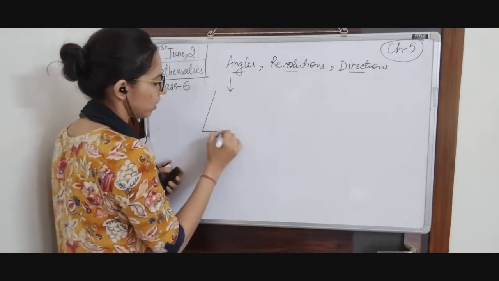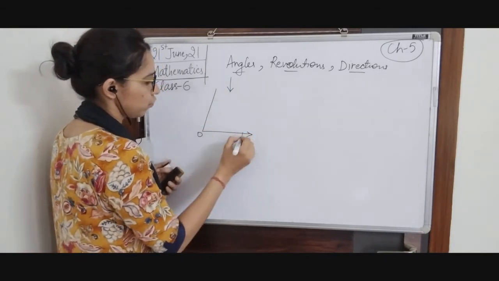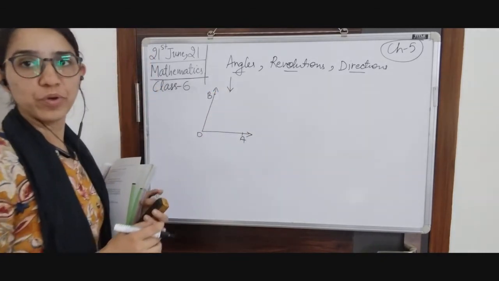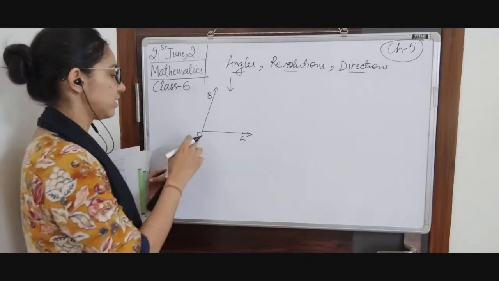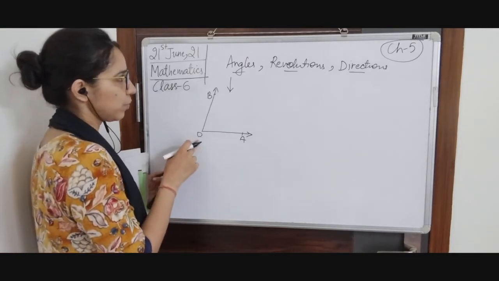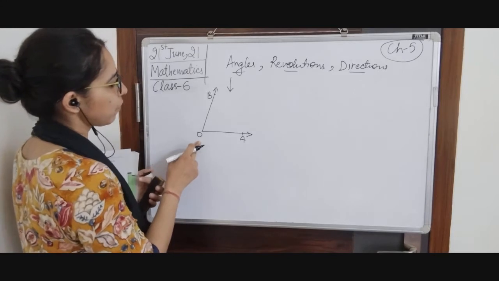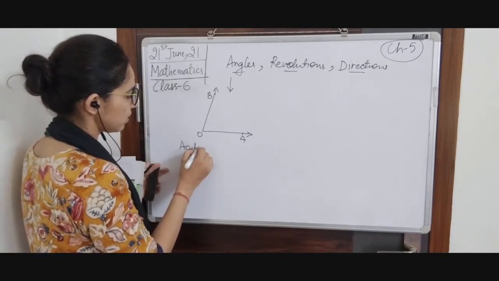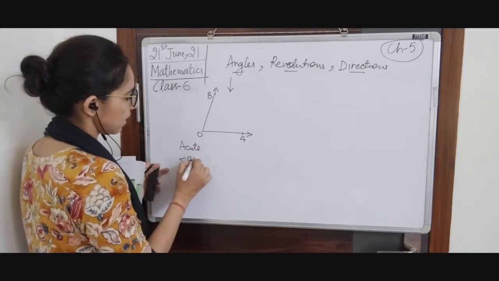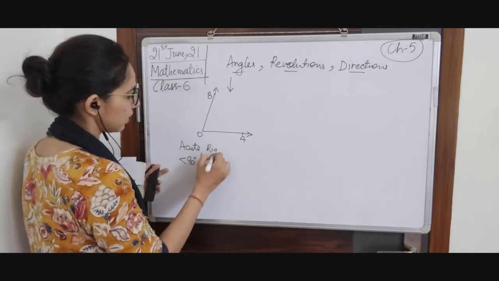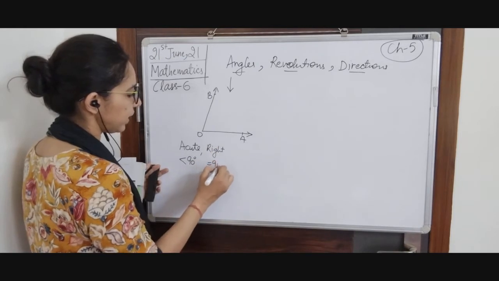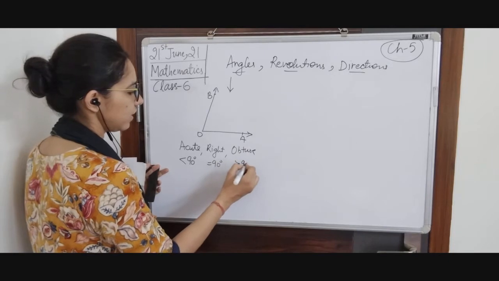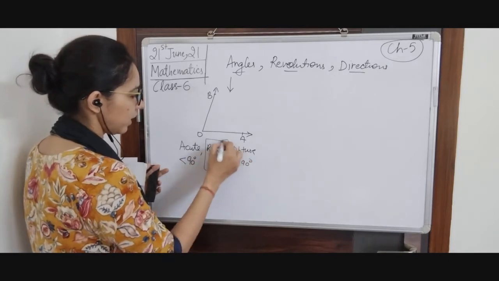An angle, as we know, is made up by two rays with a common endpoint or common initial point. This point is known as the initial point, starting point. We have different types of angles depending upon their measure. Acute, which is less than 90 degrees, right angle, which is equal to 90 degrees, obtuse, which is greater than 90 degrees. We are going to use right angle.